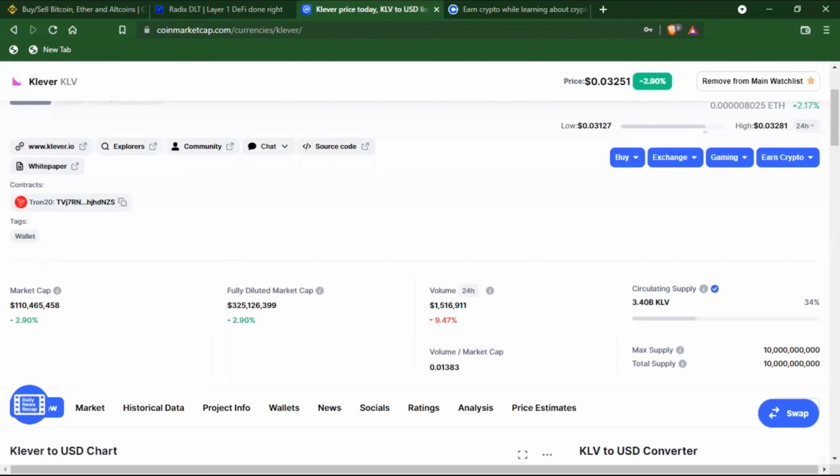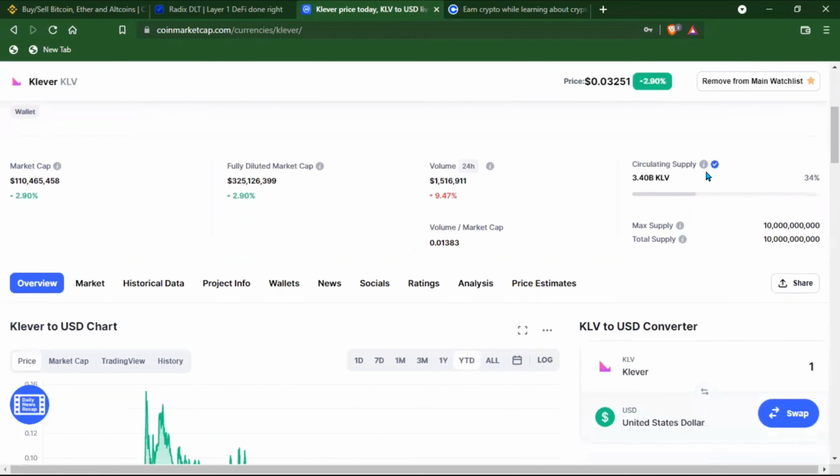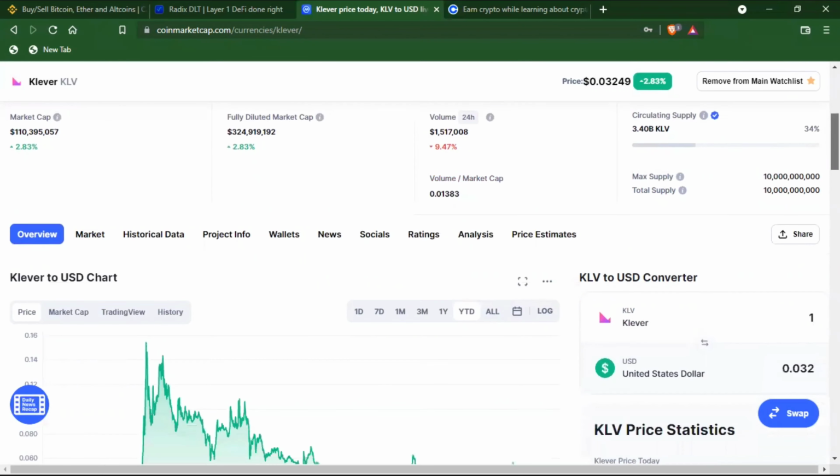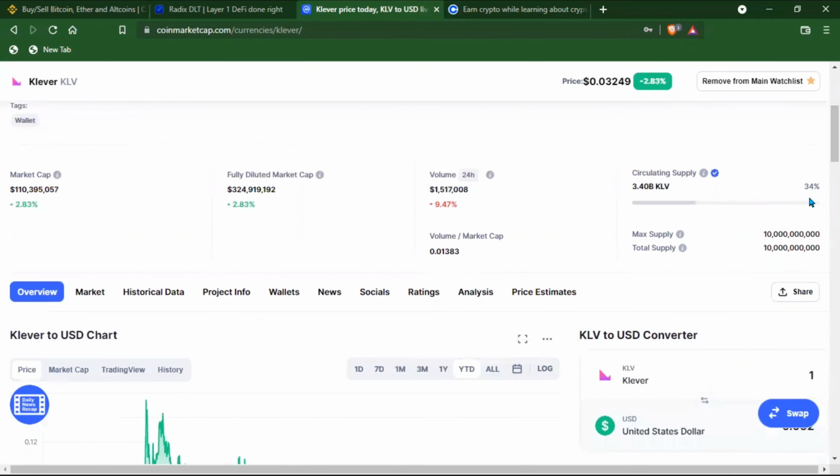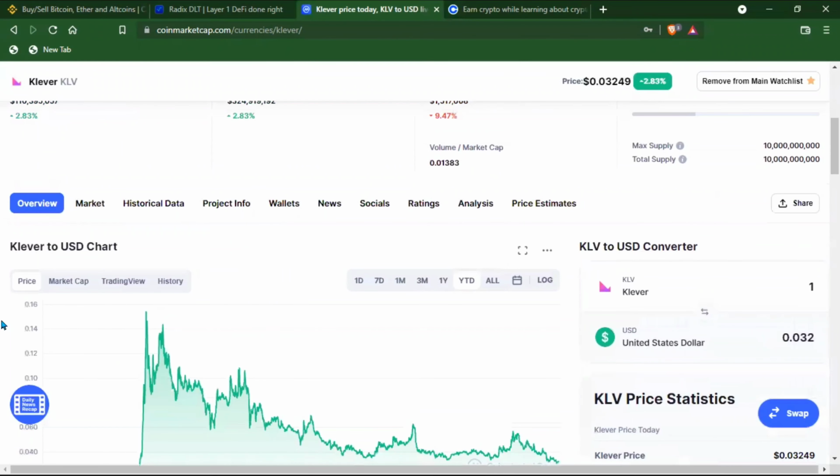The max supply, which is 10 billion coins, but the circulating supply is 3.4 billion. That one too is very, very important. That means 34% of the total supply is currently in circulation, so you have to be very, very mindful of that. And then this is where you can see the overview, the historical data, wallet, news, socials, and ratings. But I really don't pay attention to that.